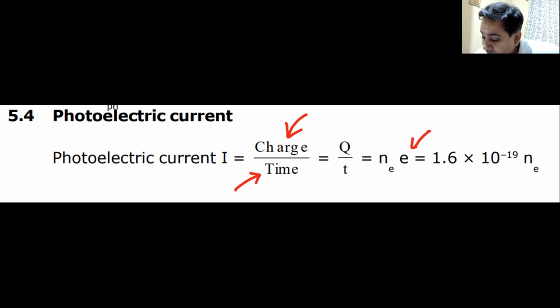Here e stands for charge, which is 1.6 into 10 raised to the power minus 19. Capital Ne is the total number of electrons that are emitted. Small ne is the number of electrons per unit time, that is, emitted per second. If I multiply it with the charge of an electron, you will get the photoelectric current.